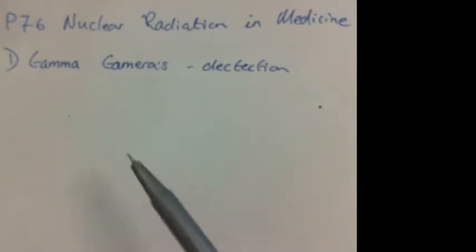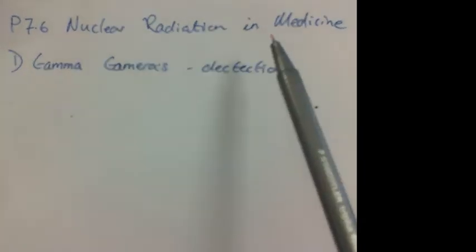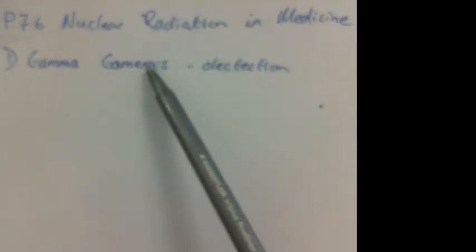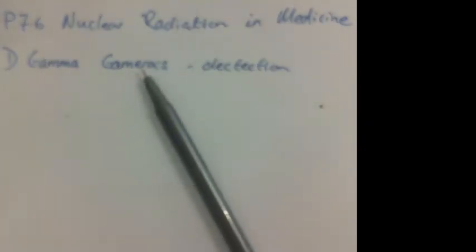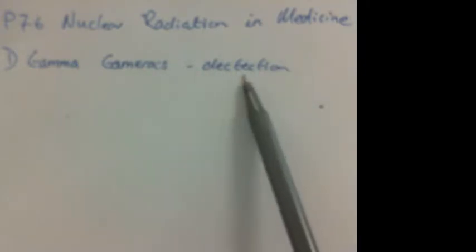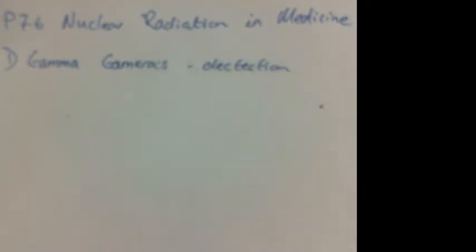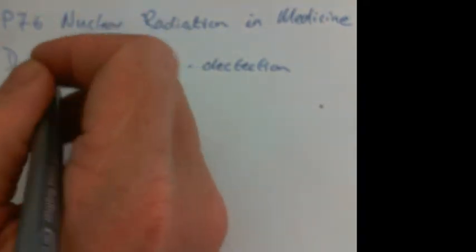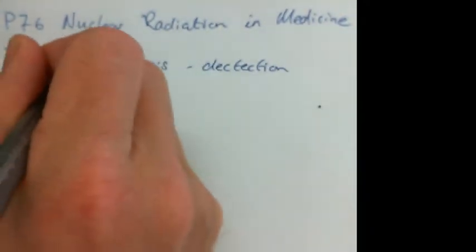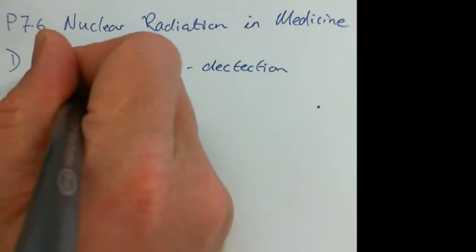So P7.6, nuclear radiation in medicine. And the first thing we're going to look at is one called gamma cameras, okay? And they're to do with detection. And the key thing there is that you must give somebody a radioactive isotope, normally through an injection.